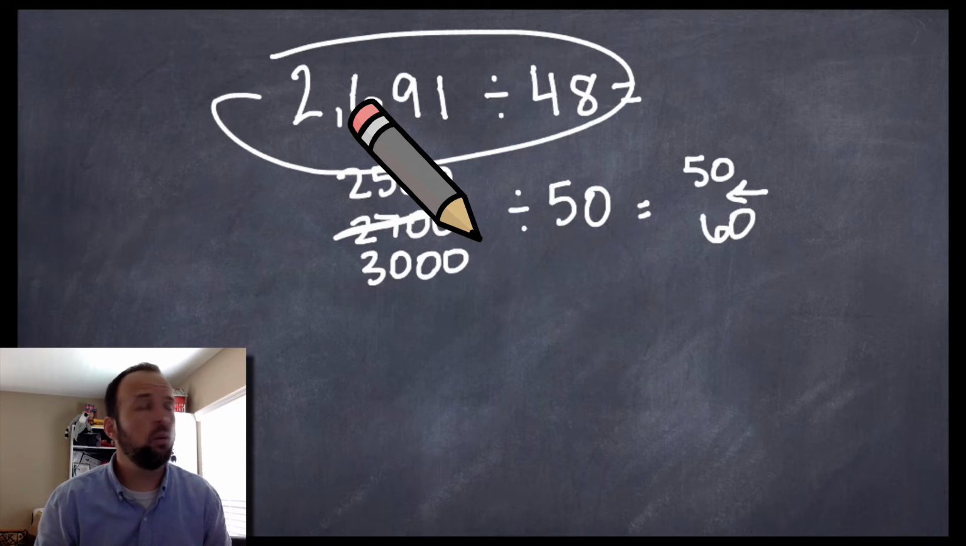So the cool thing about estimation is that there's not necessarily a wrong answer, as long as you're close, as long as you're using reasonable estimations, reasonable rounding to help you get your estimates. There's not really a wrong answer, so it's kind of cool.